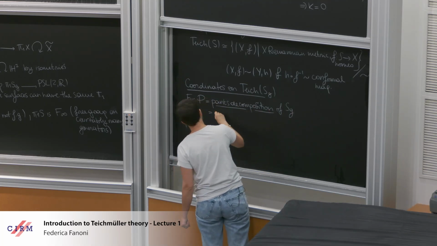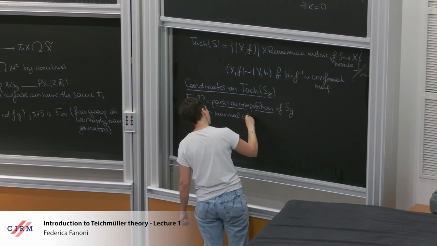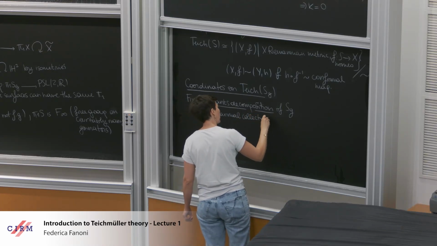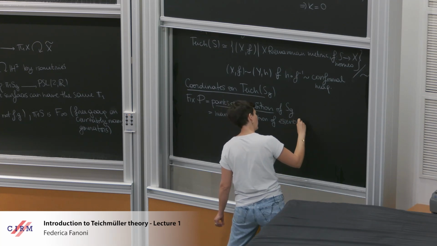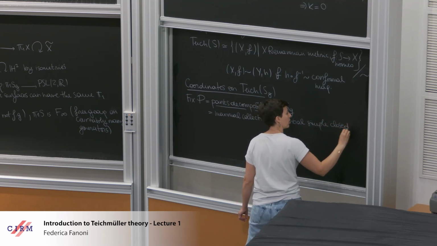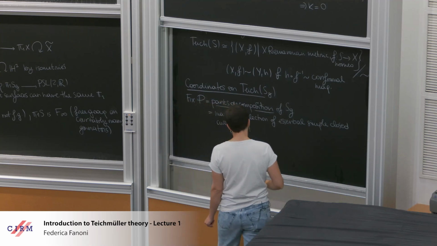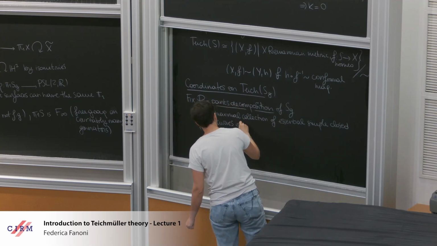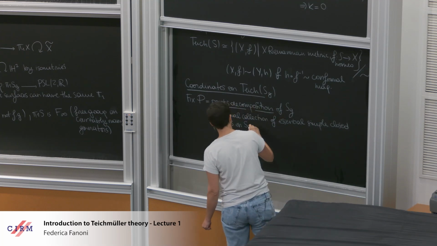This is a maximal collection of essential simple closed curves on the surface. There's many ways of defining it. On S, which are pairwise disjoint and pairwise non-homotopic.